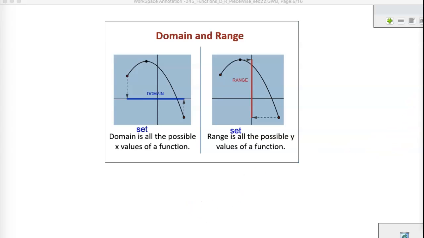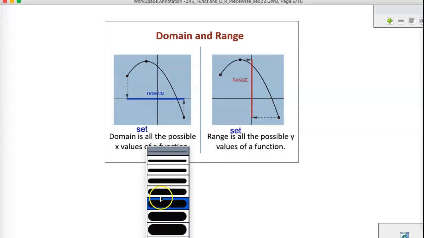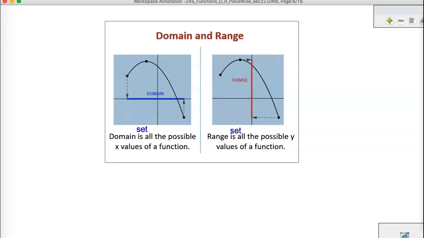Okay, so what we're going to do here is take a look at how we determine the domain and range of a function provided by a graph. A lot of times this is a little challenging because we have to imagine what's physically going on.